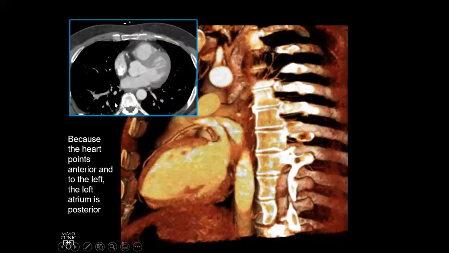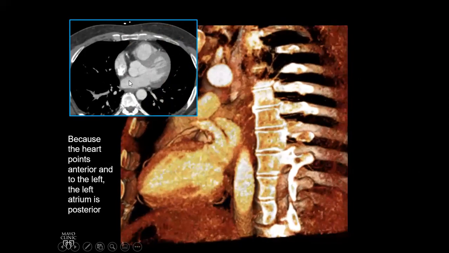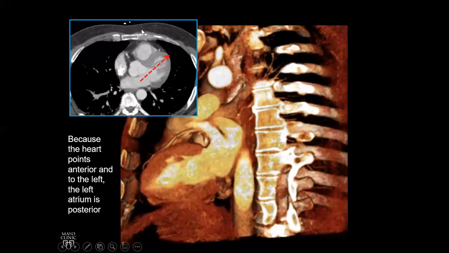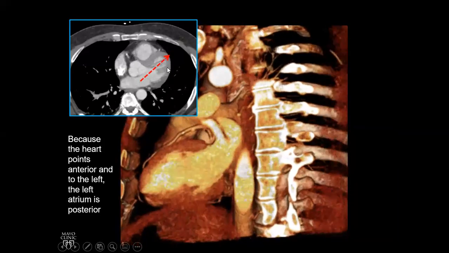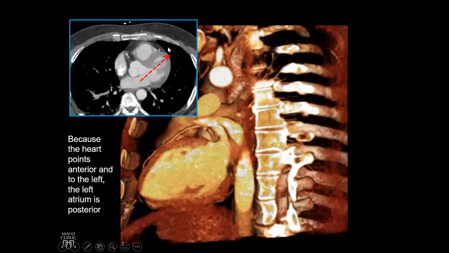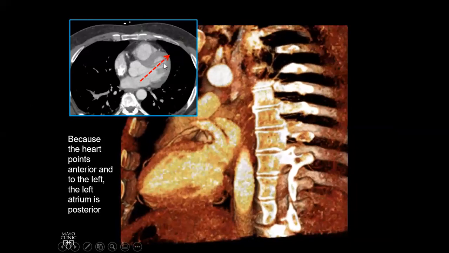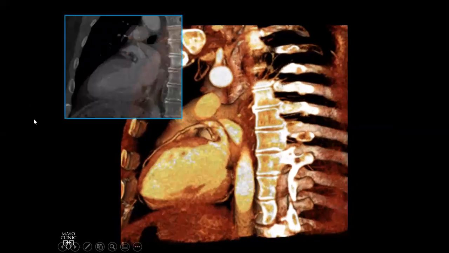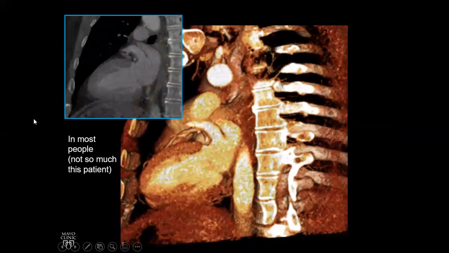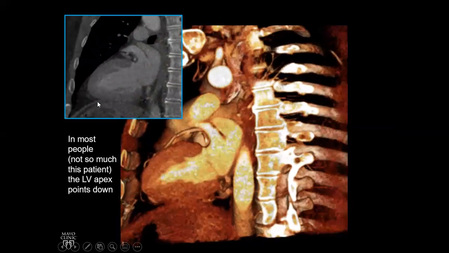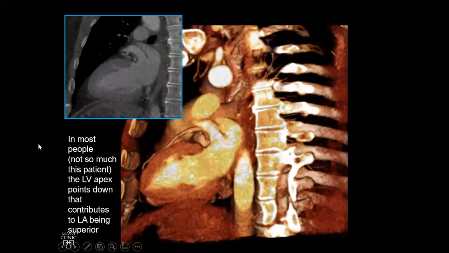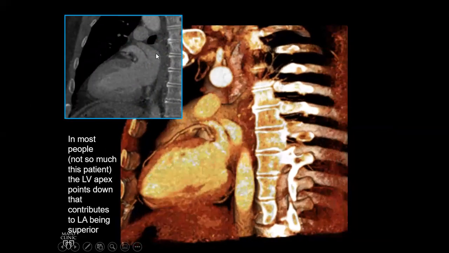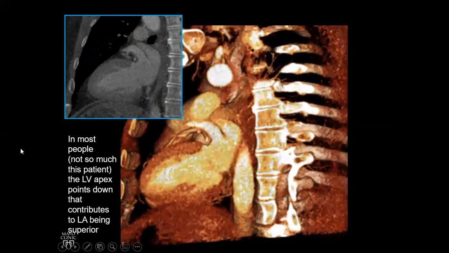Because the heart points anterior and to the left, it puts the left atrium posterior, so it's right in front of the spine. If the whole ventricle pointed front to back, then the left atrium would sit off that way. But because the left ventricle points to the left, it puts the left atrium posterior. In most people, but not so much this patient, the LV apex points down and to the left, and that contributes to the left atrium being a little bit higher. And here's our esophagus. The left atrium sits a little bit higher to the contour of the left ventricle.